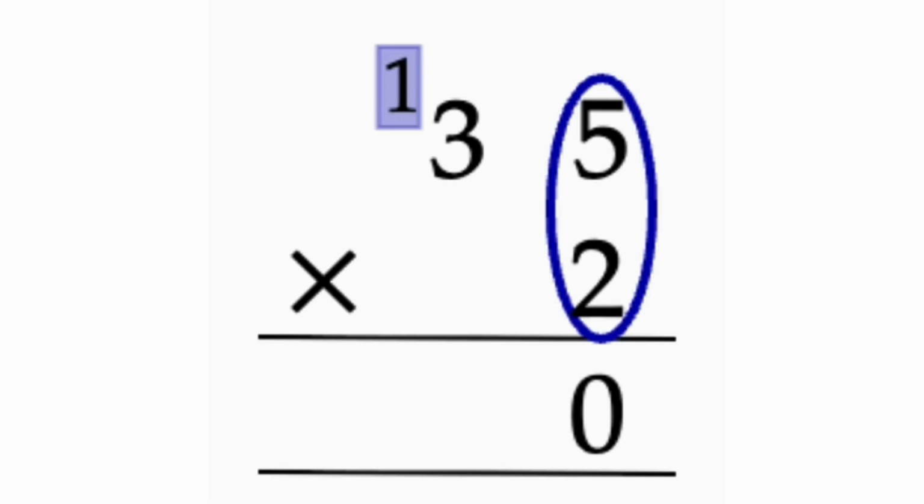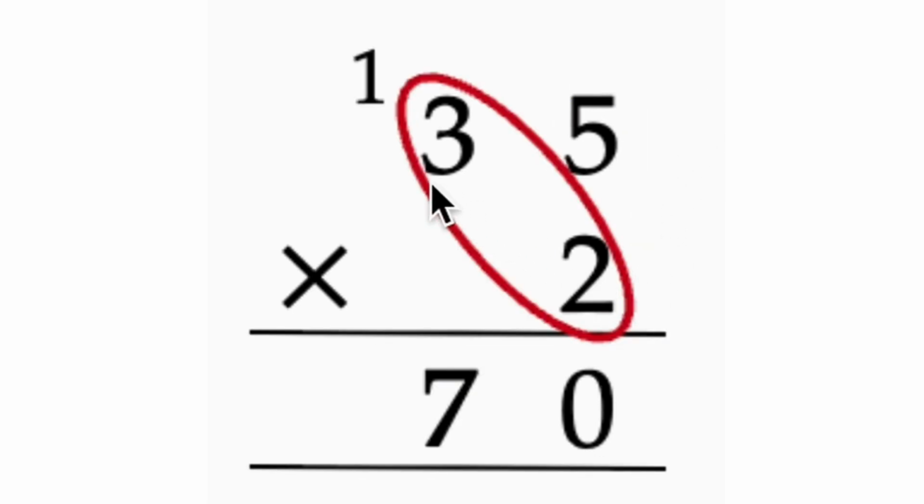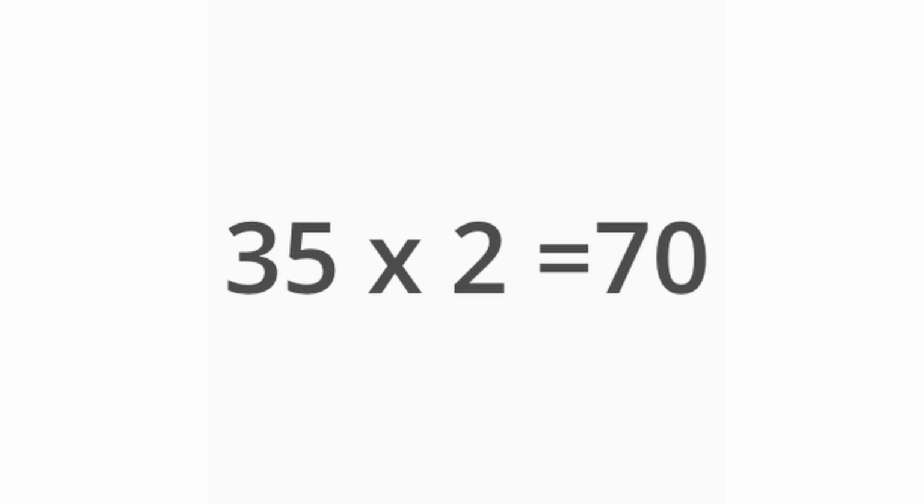The second step is to multiply. You do the normal multiplication, but with integers instead of decimals. So 2 times 5 is equal to 10. Put the 0 in the answer line and carry the 1 over. Next, do 2 times 3, but don't forget to add on the carried 1. So 2 times 3 is 6, plus 1 is equal to 7. Therefore, 35 times 2 is equal to 70.